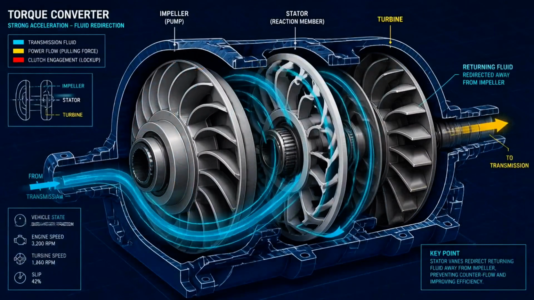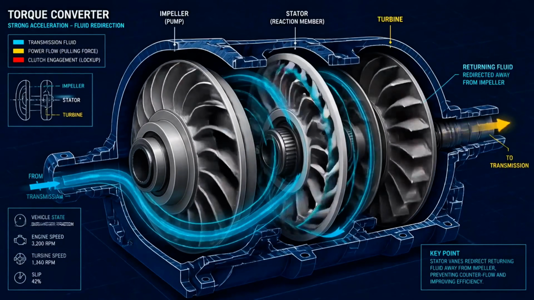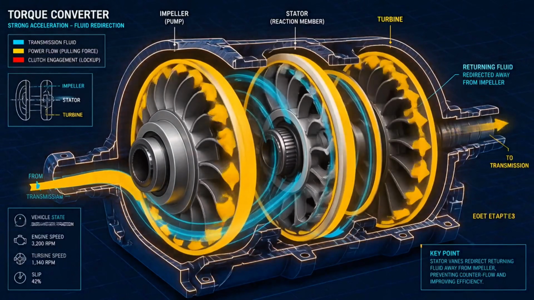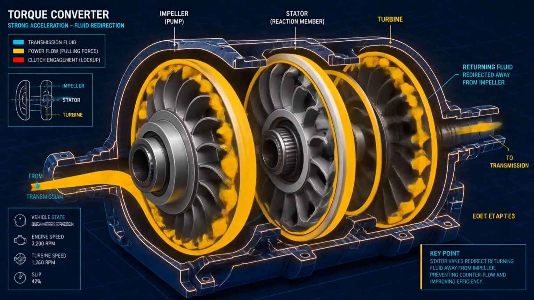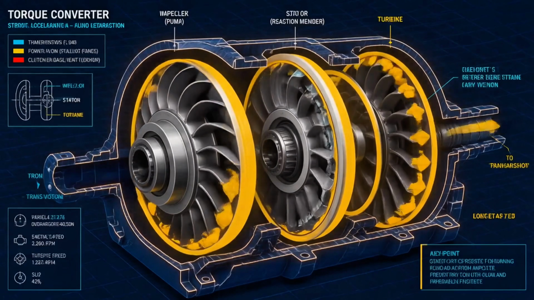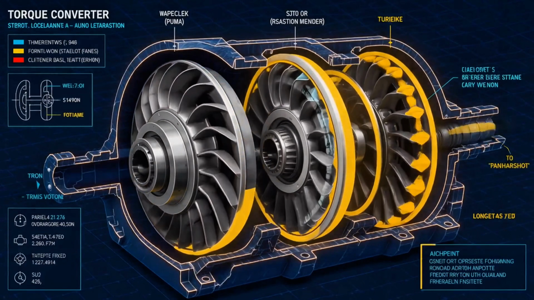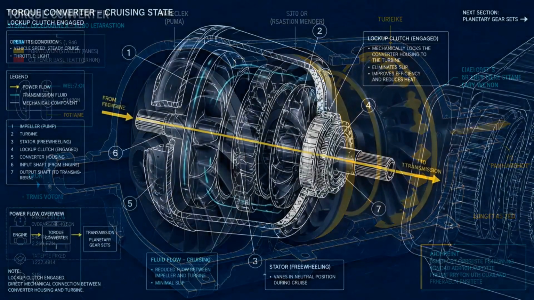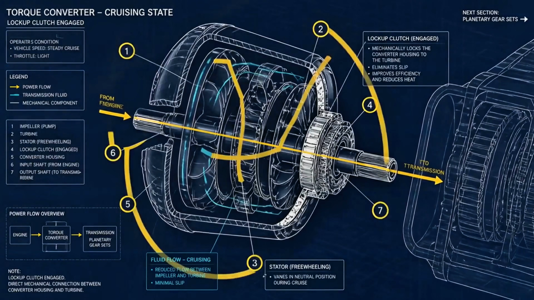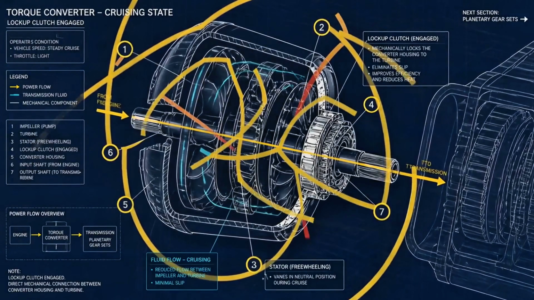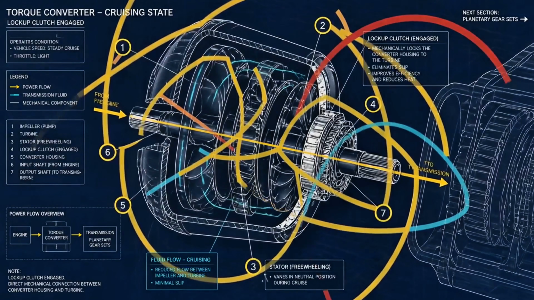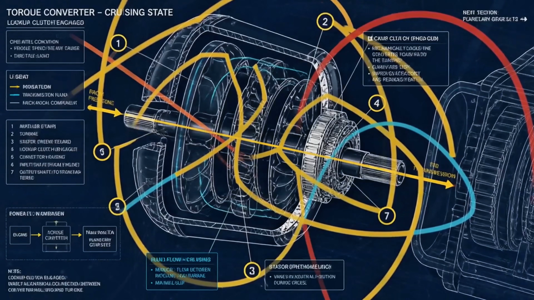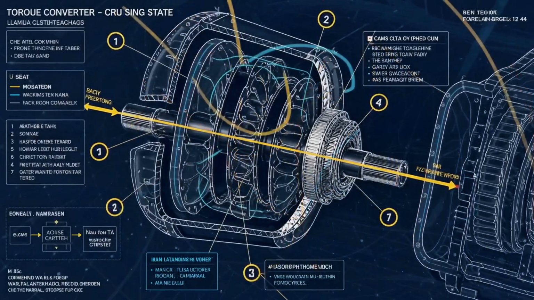When the driver accelerates from a stop, the returning fluid would naturally push against the impeller and reduce efficiency. The stator redirects that returning flow before it reaches the impeller. During strong acceleration, this redirection can temporarily multiply torque, giving the vehicle additional pulling force exactly when it needs it most. Once the impeller and turbine approach similar speeds, the stator begins to freewheel and torque multiplication fades. At cruising speed, a lockup clutch can connect the torque converter housing directly to the turbine. This removes most fluid slip, improving efficiency and reducing heat.